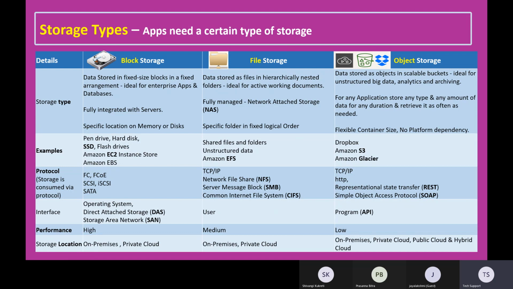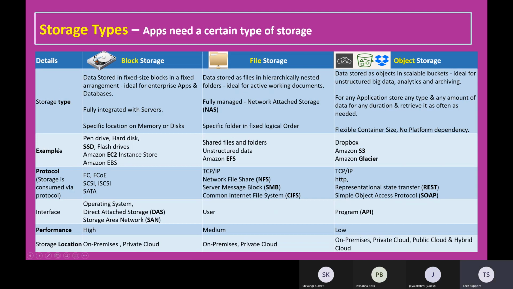So if you want to store your old past data in any of the storage types, block, file or object, the most preferable storage is object storage. And for any application, you can store any type and any amount of data for any duration and retrieve it as often as needed. It has flexible container size and no platform dependency. No platform dependency means in this object storage there is no file system format or OS dependency. Whenever you want to store, you can just connect to the object storage URL. It's like an HTTP browser or REST API. You can connect to the browser and upload your data to the object storage.